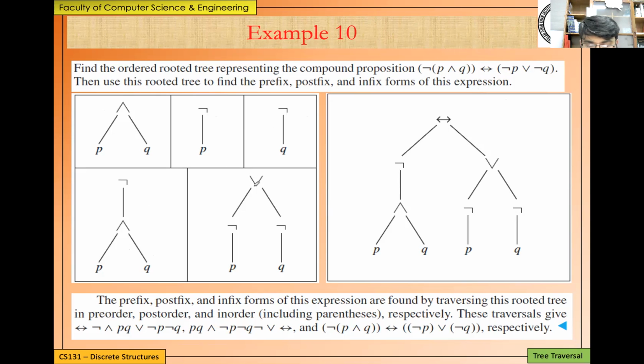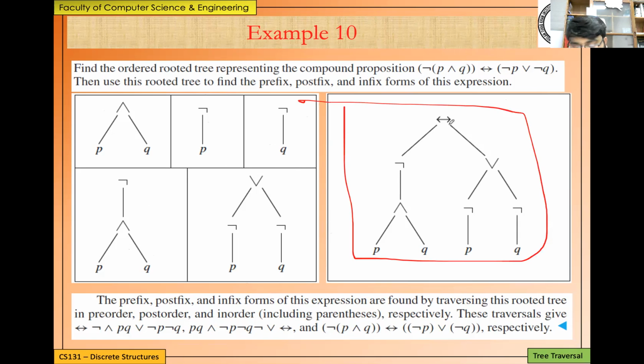And for the other part, the or, these can be grouped together using this statement. Then you can use the bi-implication on top of this to represent it in the ordered rooted tree, rooted at the bi-implication. So the prefix, postfix, and infix forms of this expression are found by traversing this tree in pre-order, post-order, and in-order, including parentheses respectively. Of course, for in-order you need to have parentheses involved. Remember, if you use braces, the in-order traversal of this tree will give back this particular expression again, if you have the correct tree.